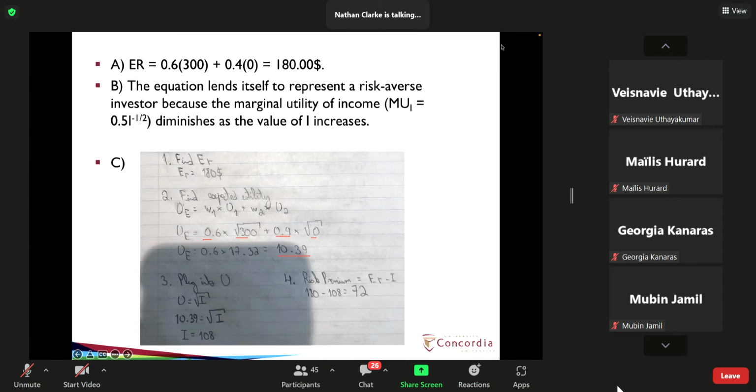Step 3 is to plug that expected utility into the original utility equation to solve for your fixed income equivalent. We take 10.39, plug that in for U, and then solve for I. We'll find that I is equal to about 108. So the utility given by the gamble scenario of 180 gives us the same utility as a guaranteed 108. To find the risk premium, we do the difference between the two. Expected return of 180 minus guaranteed income equivalent of 108 gives you a risk premium of 72.